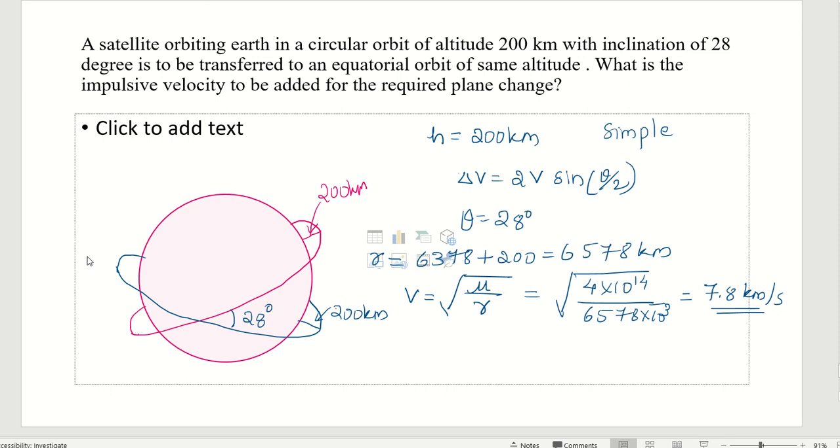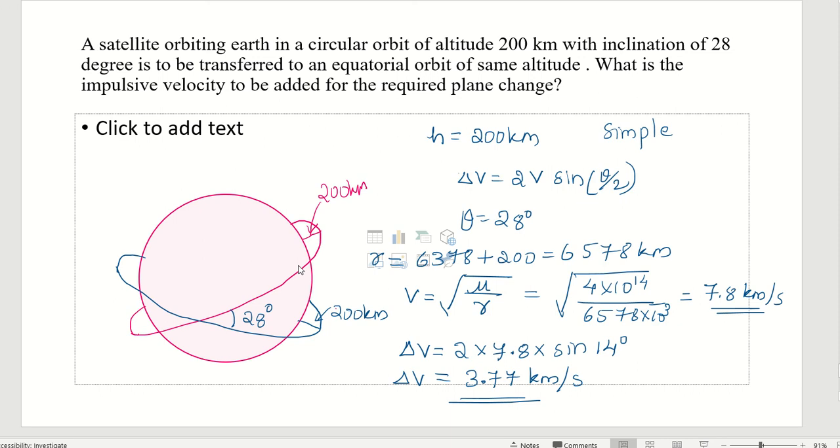Now substitute this value in this equation, that is delta v is equal to what? 2 into v, what is v here? 2 into 7.8 into sin 14 degree. Substitute the values. So for these values the delta v change is 3.77 kilometer per second. So delta v required is 3.77 kilometer per second for this plane change.